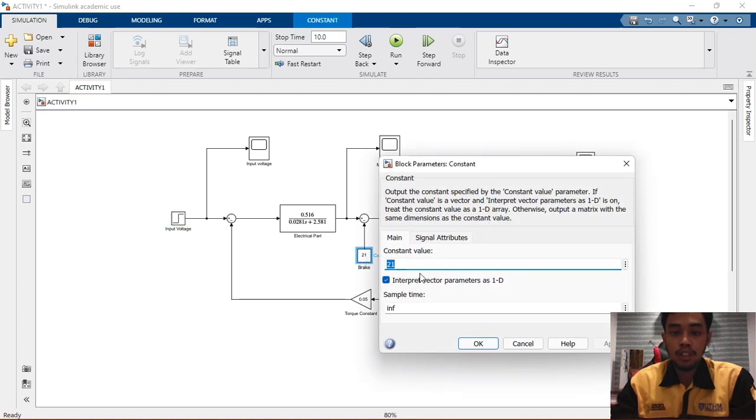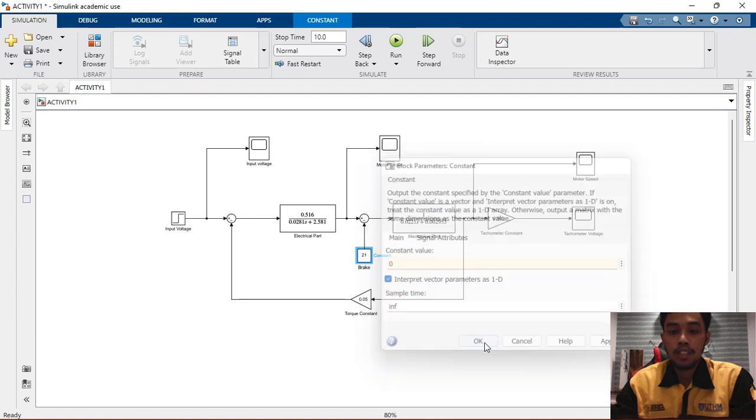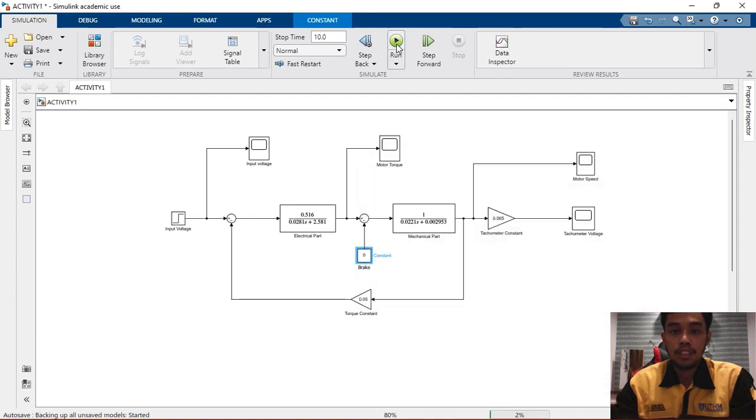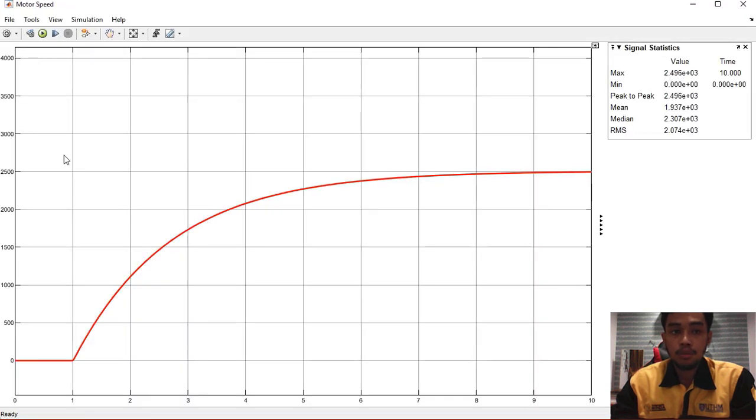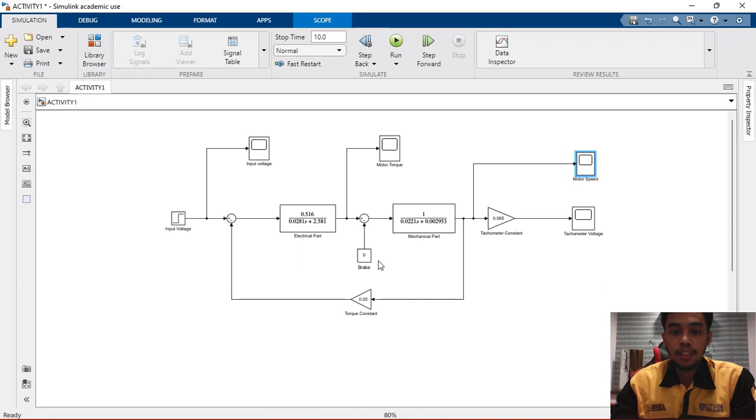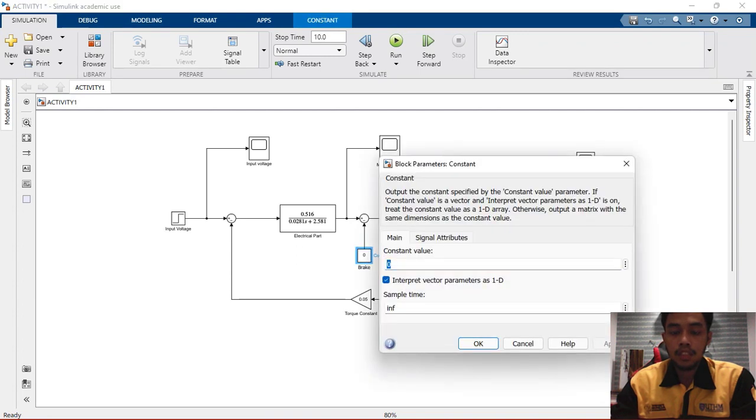For the first value, I use 0 brake scale value. And then after we run the circuit, we obtain the motor speed graph here. And when t equals 10 seconds, here is the maximum speed, which is 2496.